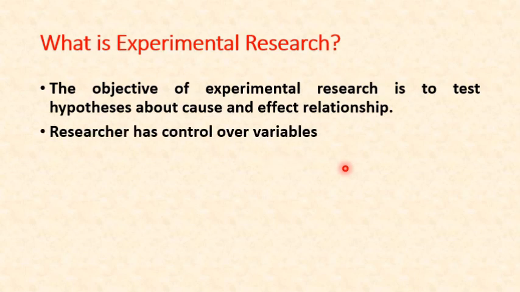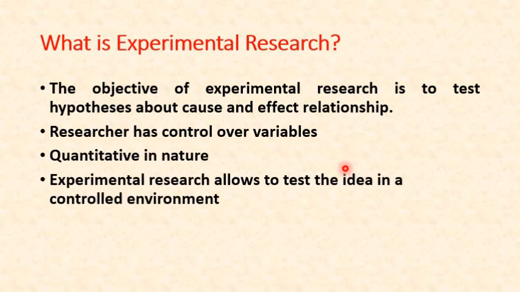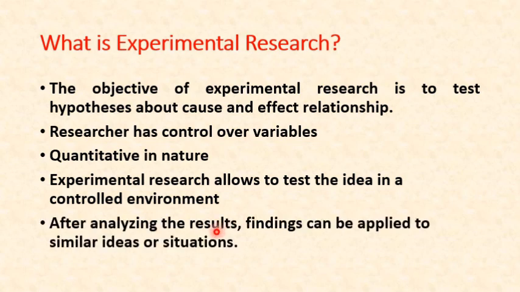Then the researcher has control over variables. The researcher has control over the independent variables. Then it is quantitative in nature. Experimental research allows to test the idea in a controlled environment. Generally, experimental research is conducted in a controlled environment and the researcher has control over the independent variable. Then after analyzing the result, findings can be applied to similar ideas or situations. So in experimental research, the findings derived from the experimental study can be applied to similar problems or similar situations.